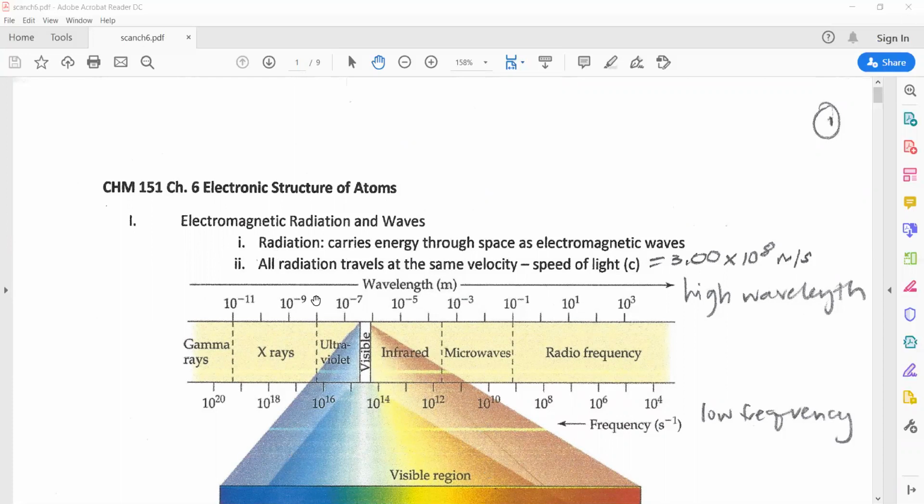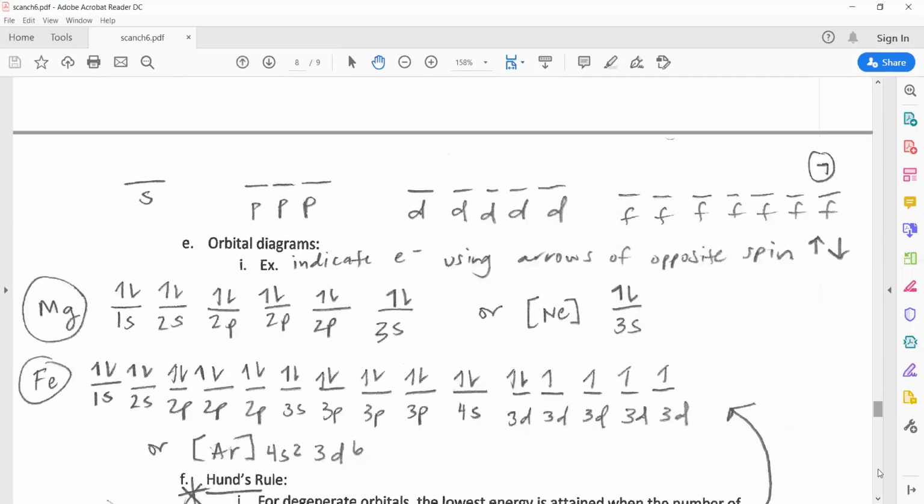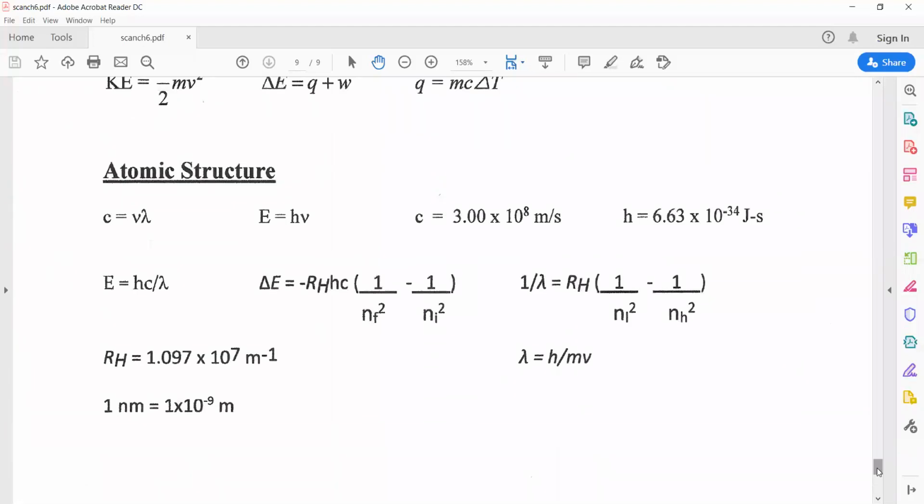All radiation, no matter what type of radiation you have here, they all travel at the speed of light, which is 3.00 times 10 to the 8th. And I'll go ahead and mention that there is an equation sheet posted on Moodle that is for chapters 5 and 6. It's also the last page here. I'll show you really quickly. And it has the different constants and formulas we'll be using. So for example, right here is speed of light, little c, and it's 3 times 10 to the 8th meters per second.